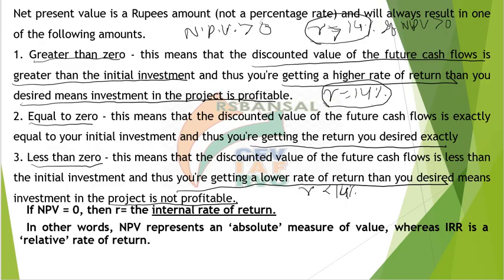So if NPV is equal to 0, the rate at which net present value is 0, that rate is called internal rate of return. So in other words, what does this NPV represent? It represents an absolute measure of value, whereas IRR is a relative rate of return. So there is a difference. This is absolute and this is relative rate of return.